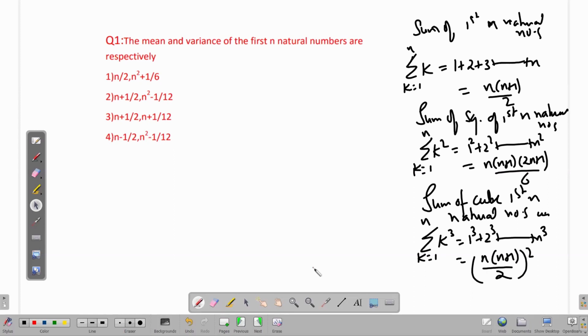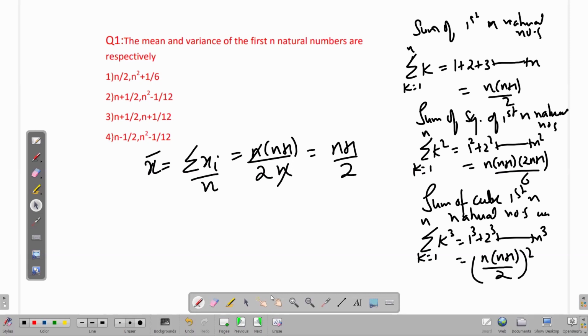So in this question, I have to find the mean and the variance of the first n natural numbers. First we deduce the formula, that is, first we find the mean and the variance of first n natural numbers, and then we use this as a formula. To find the mean, x bar, we know that this is sigma xi upon n, and sigma xi here is the sum of first n natural numbers, which is n into n plus 1 upon 2. So I replace it by n into n plus 1 upon 2 divided by n. What I get is n plus 1 by 2 as my answer.